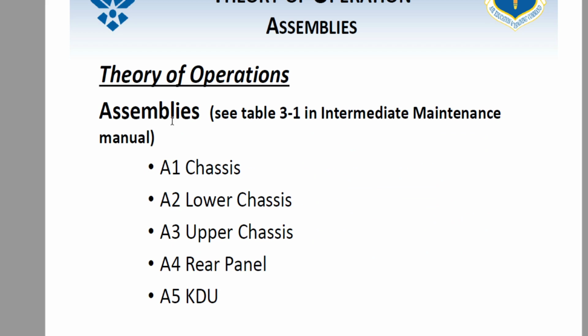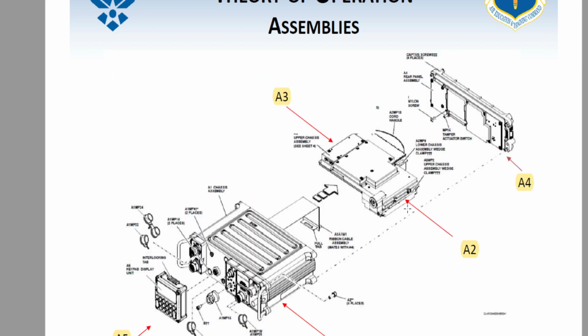If you go to 3-1 in your intermediate maintenance manual, we have brief breakdowns of the chassis: the A1 chassis, the A2 lower chassis, the A3 upper chassis, the A4 rear panel, and the A5 KDU. So we'll start by talking about A1 right here. Y'all see this? This is the chassis.